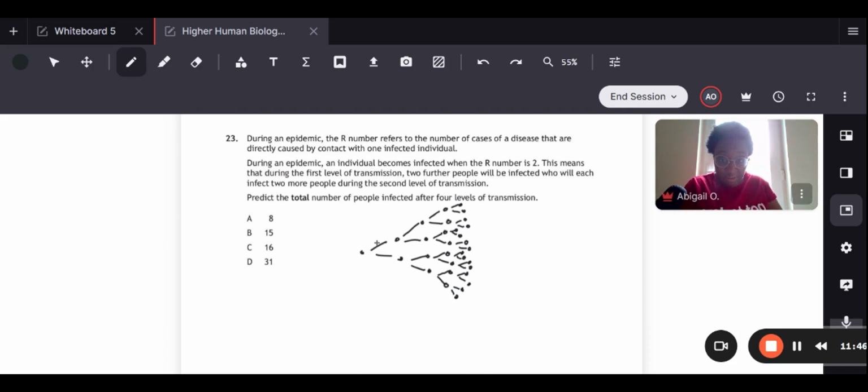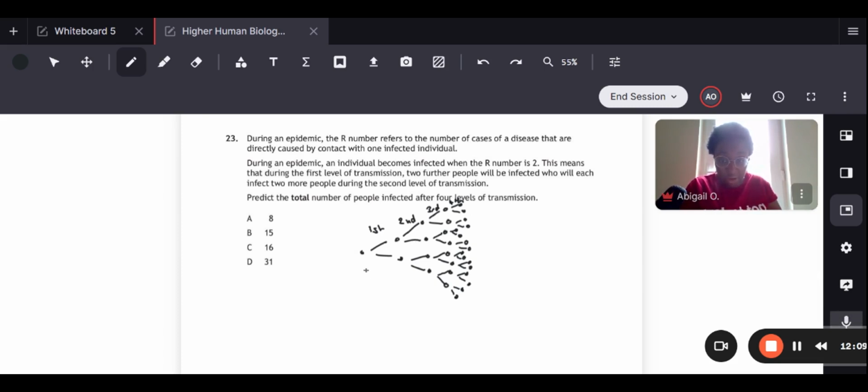So if we have this as the first level of transmission, this infected person infects these 2 infected people. Second level would be these people infecting these people. Then we have the third level of transmission, and then up here we have the fourth level of transmission. If we count up all these little dots, and you can draw this diagram yourself, you basically just draw 1, and then every one person infects 2 other people.